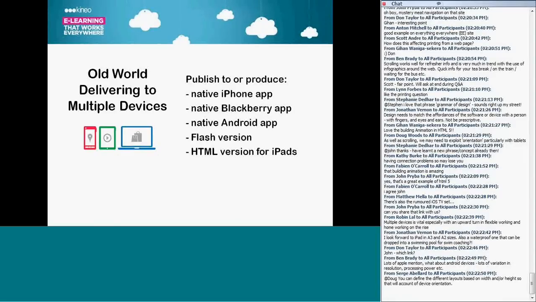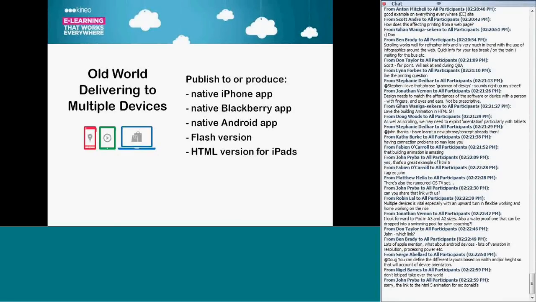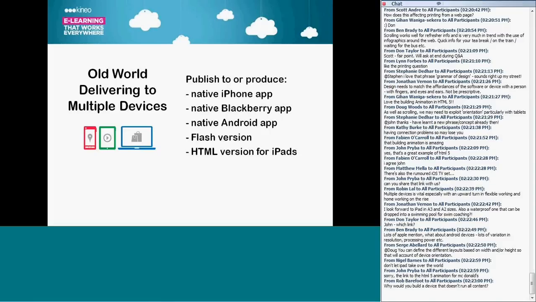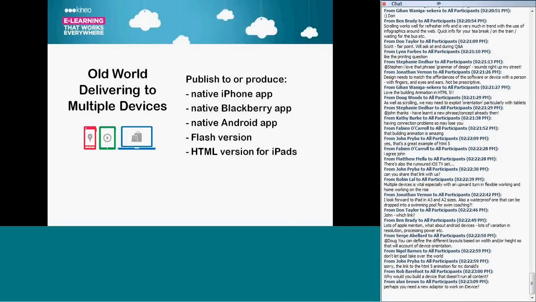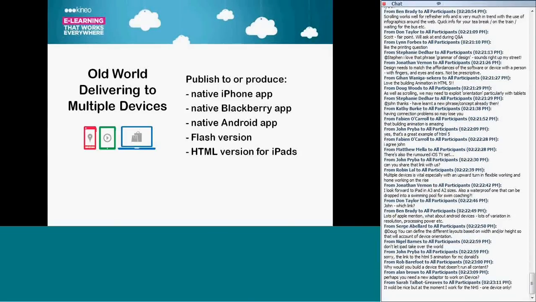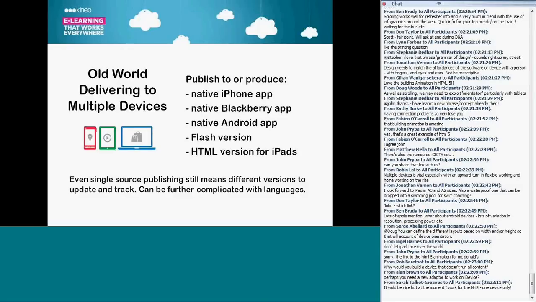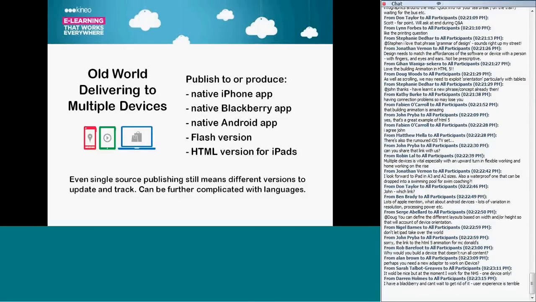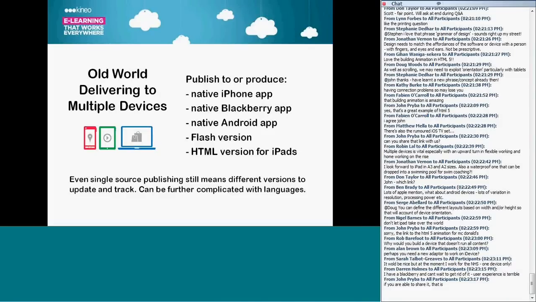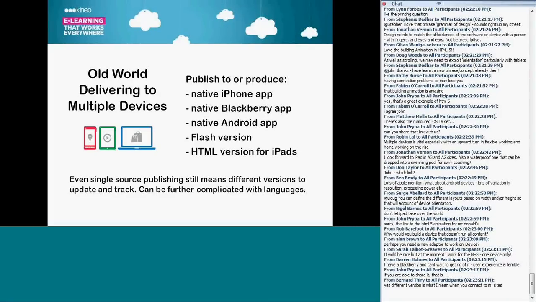So I might say, actually, we need an app for an iPhone. We need an app for the BlackBerry. We need an app for the Samsung devices. We might have a Flash version for the desktop. We'll have an HTML version for the iPads, and we'll publish out an HTML version. You might even do that from single source publishing, but that's quite complicated. Some tools go part way there. Even if you publish out from a single tool, you tend to have different versions.